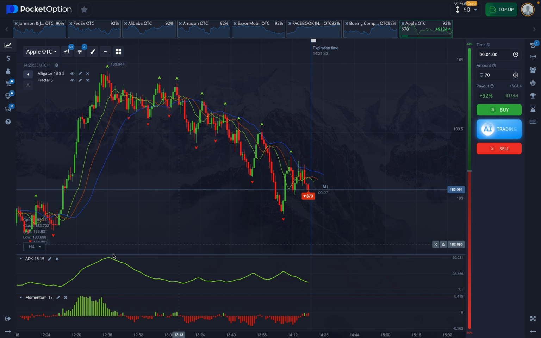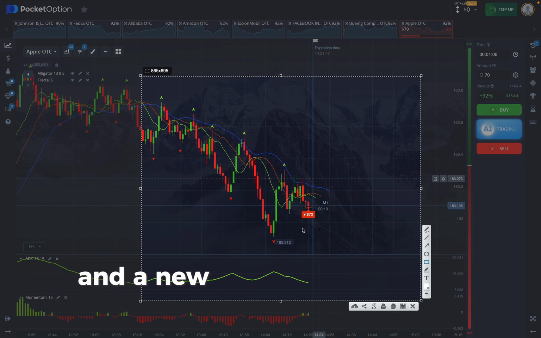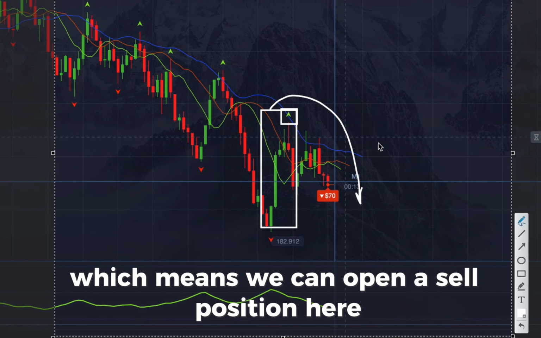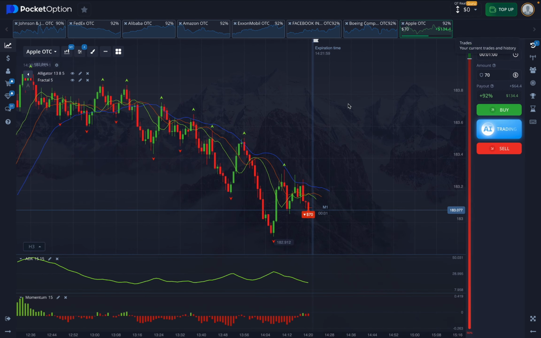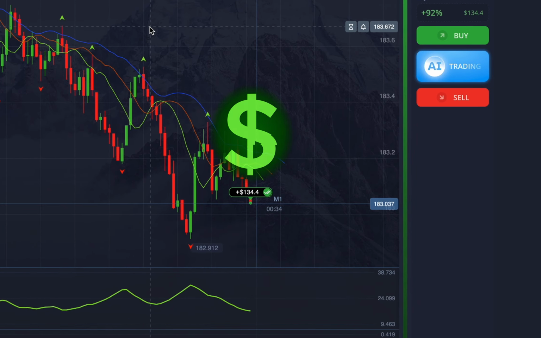As you can see, the ADX reached its peak value for this price movement, 50%. After that, the trend reversed, and now we have a downward movement. There was also a pullback in the trend, and a new local structural high was formed, which means we can open a sell position here. Let's see the result of this trade. The first trade closes easily in the green.